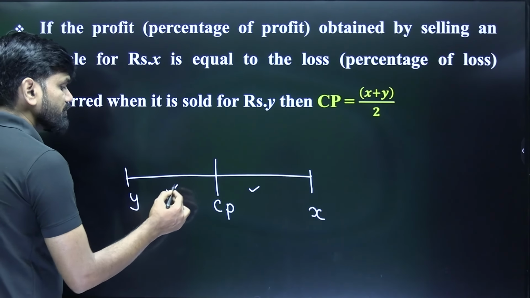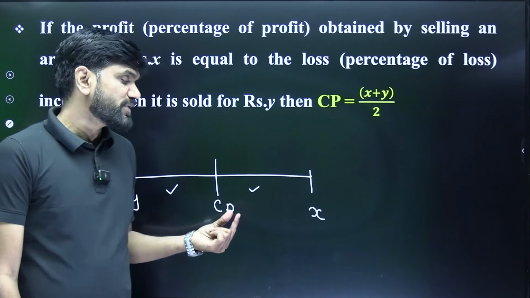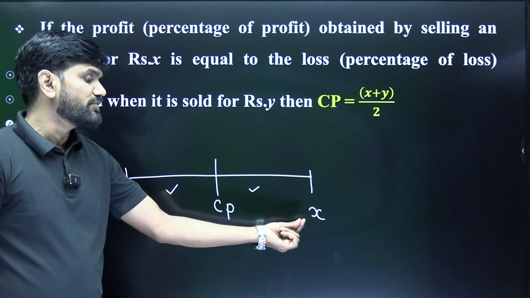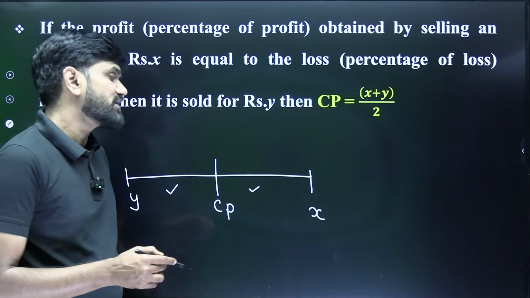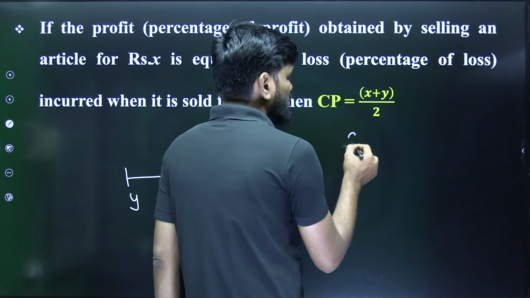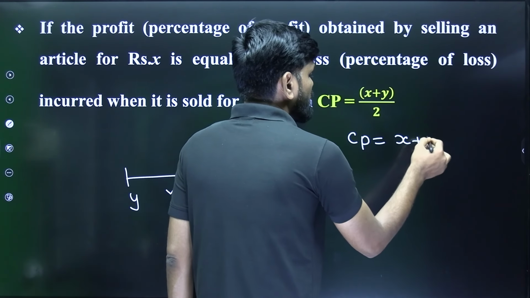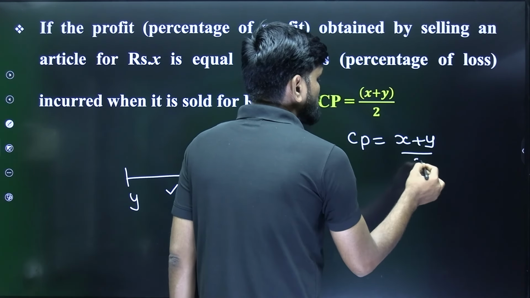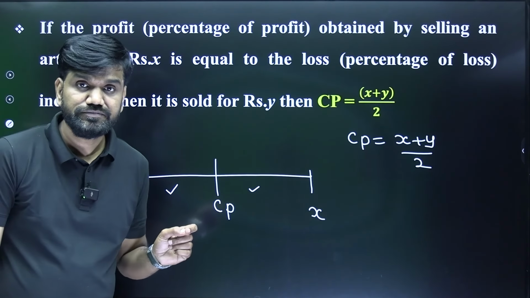Let us say. So if you have this type of scenario, the cost price in that case will be equal to the average of this X and Y. The average of this X and Y. Hence I can say that CP equals (X plus Y) by 2. But the doubt from many students is, sir, how did it come?